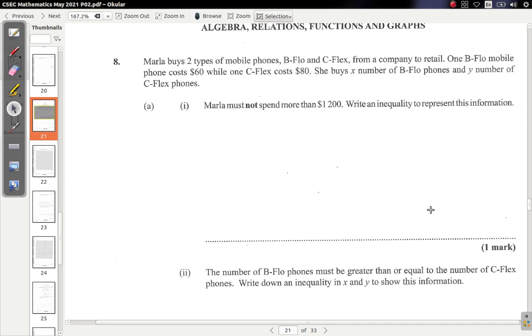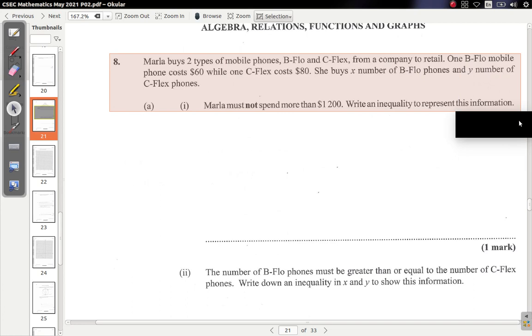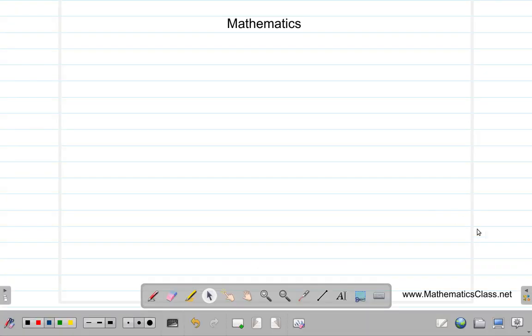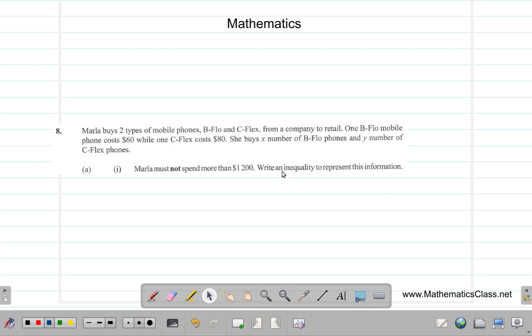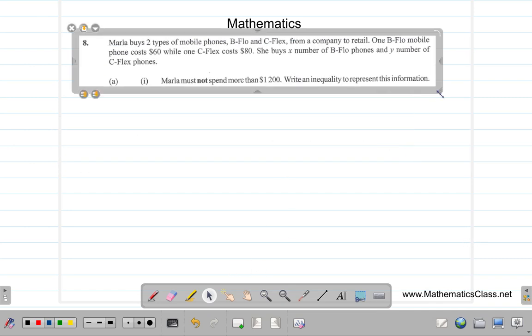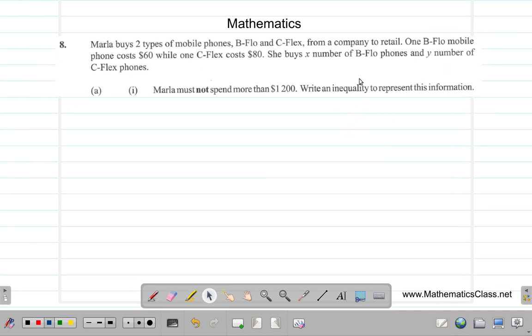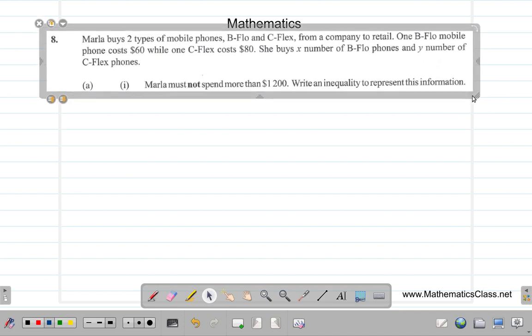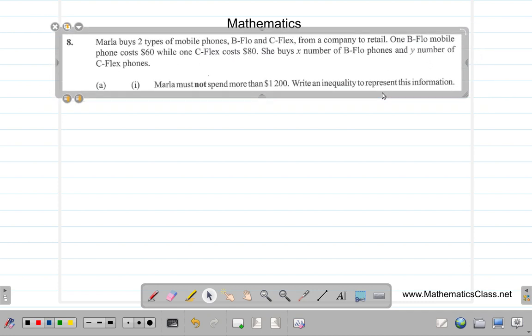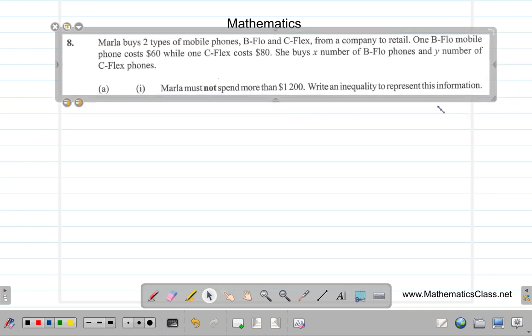Alright, so I want you to pause the video and write it down. What do you get? Let me just copy this information over to the other screen, because we're going to use the information that we get later on. I don't want you to lose that information. So here we have the question 8 information.